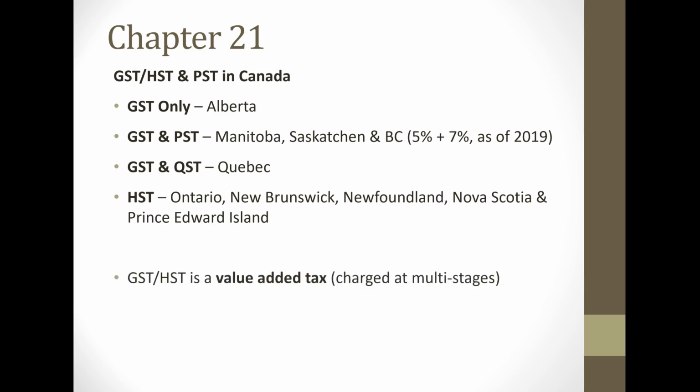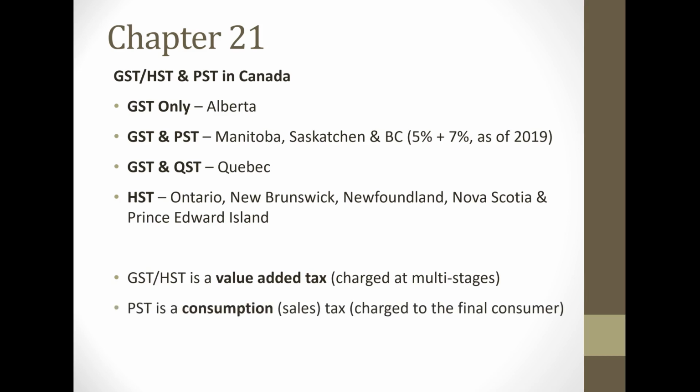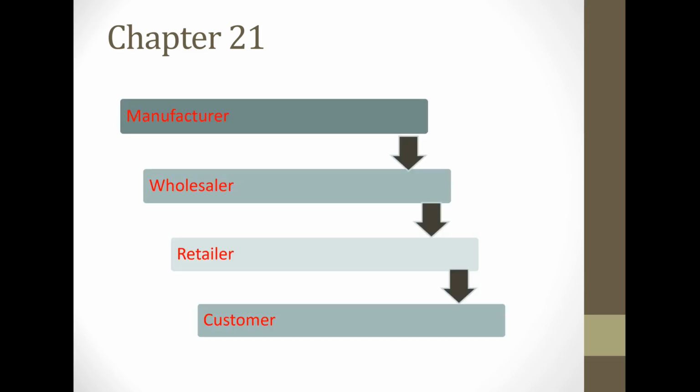Now, GST/HST is known as a value-added tax. So each time there is a transaction at every stage in the process, GST/HST is charged, all the way from the manufacturer to the wholesaler to the retail store and to the final consumer. Whereas PST is a consumption tax, and it's basically charged on the final consumer only. Let's take a look at the next slide about GST/HST and how it's charged in Canada.